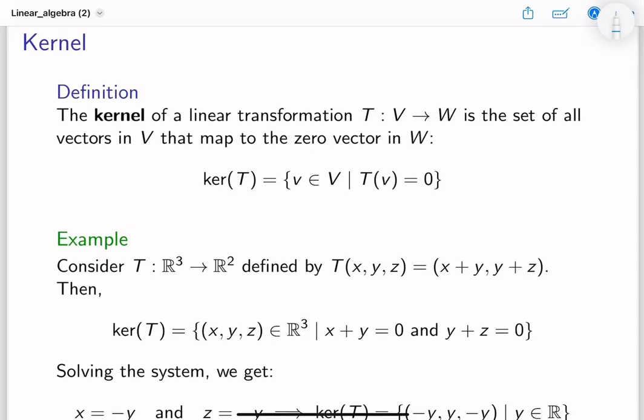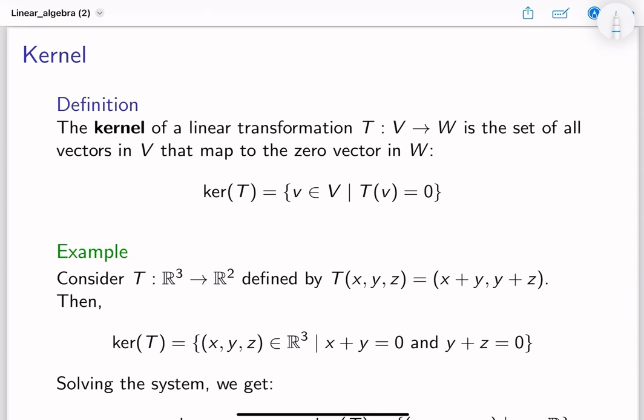Hello and welcome to a new lecture in a course on linear algebra. In this video, I plan to cover the definitions of kernel and image of a linear transformation and to give some examples and properties of these. So we're gonna start off by defining what a kernel is and giving some examples.